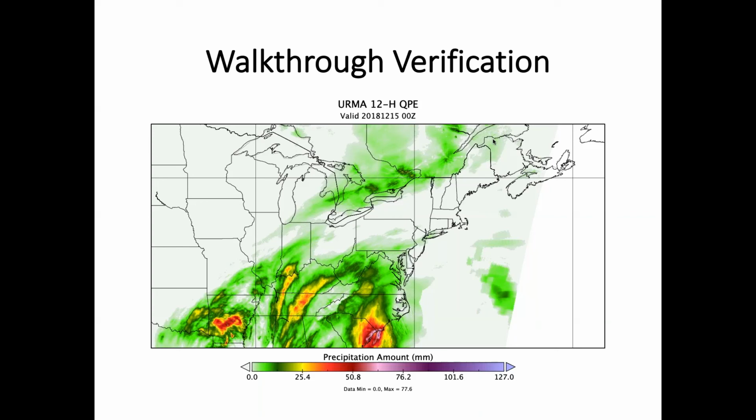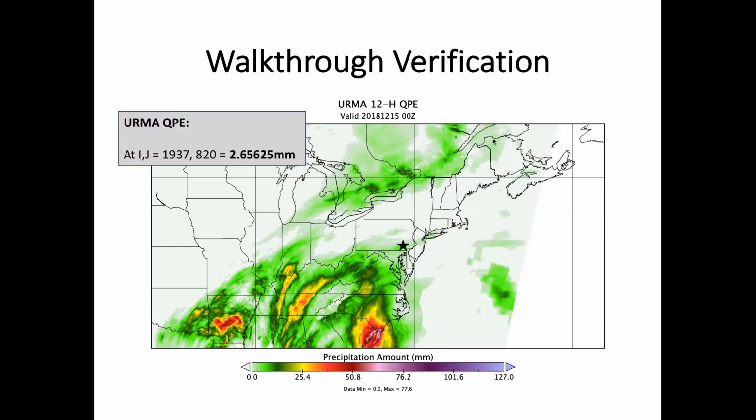You notice over southeast Pennsylvania, or just over southern Pennsylvania, according to IRMA we have some light precipitation. Towards south central Pennsylvania, there is a little area of heavier or larger accumulation. The IRMA QPE at that grid point was 2.6 millimeters. So verifying against IRMA, we were under that by a couple of millimeters.